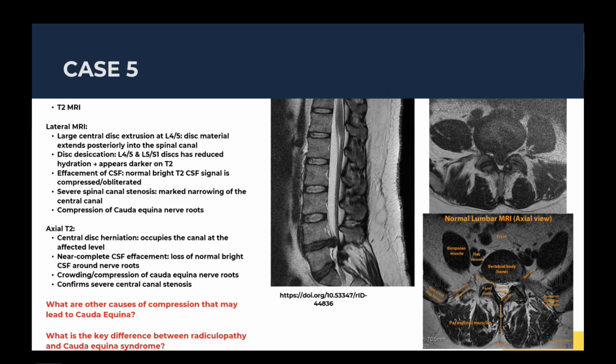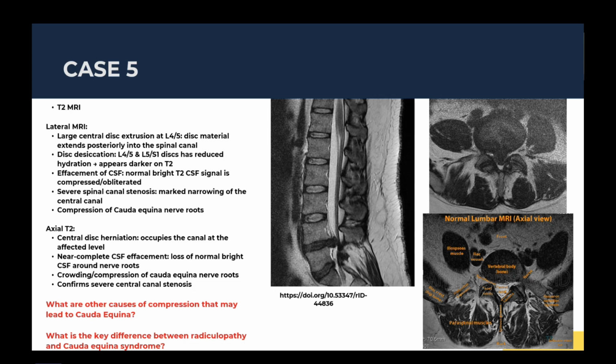So we want to establish what type of sequence we are looking at. As I said before, look at the CSF. The CSF is bright, so we're looking at T2 weighted images here. If we start with the vertebral bodies, these all seem uniform and there's no abnormal signals coming from these.